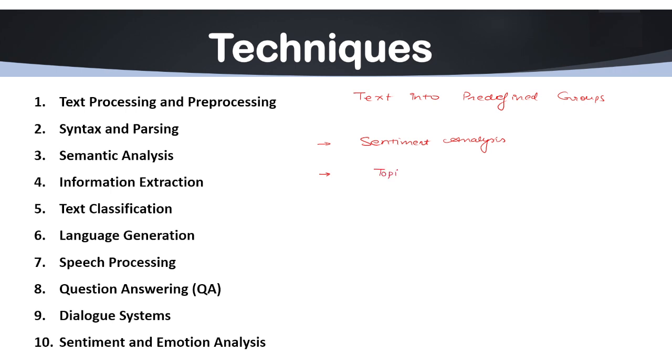Next we have topic modeling. Discovering abstract topics within a collection of documents. Another we have is spam detection. It helps in classifying messages or emails as spam or non-spam. Right? So all these are done just with the help of text classification.